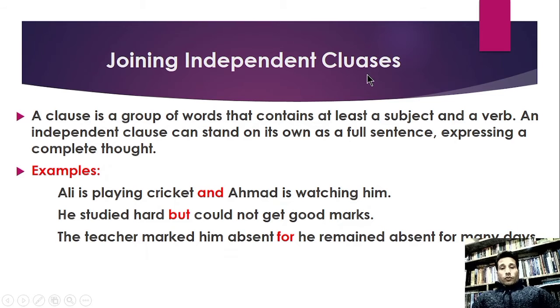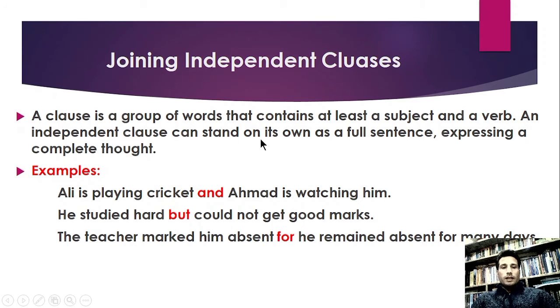Joining independent clauses, and that's the very basic function of coordinating conjunction, that it joins two independent clauses or more than two independent clauses in a larger sentence. So a clause is a group of words that contains at least a subject and a verb. We can also study these clauses in another video, but here it's a brief introduction. So we have a subject and a verb in a clause. An independent clause can stand on its own as a full sentence expressing a complete thought.